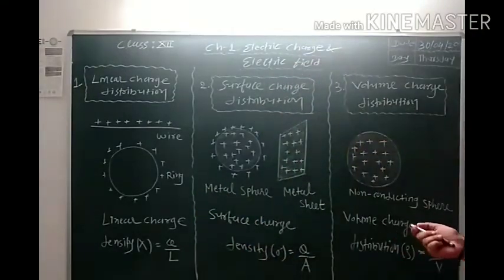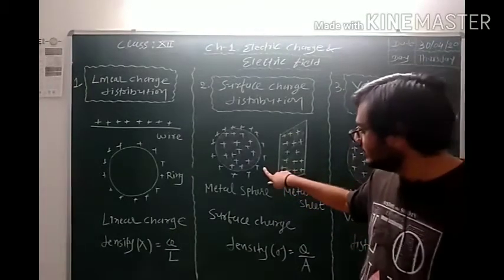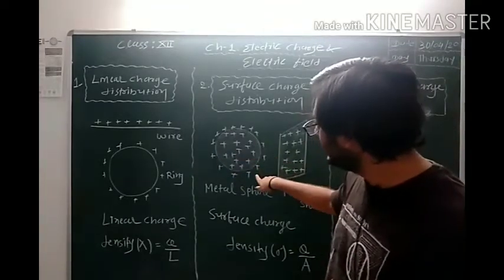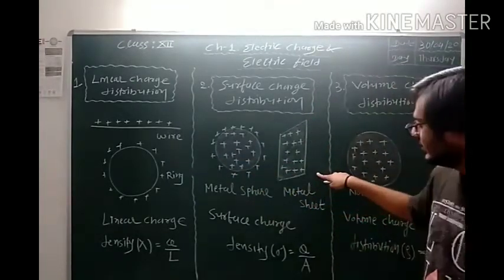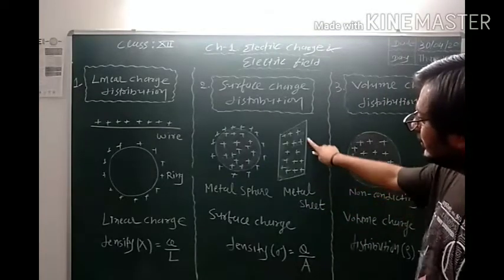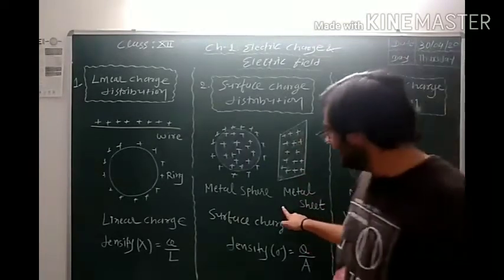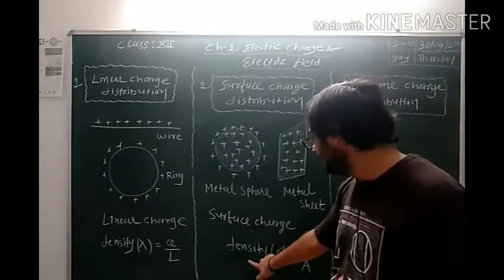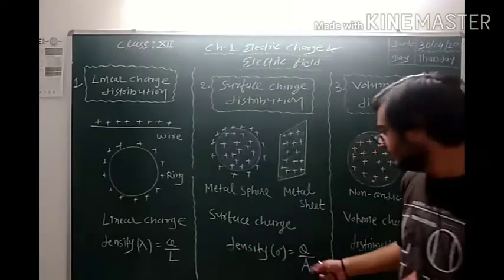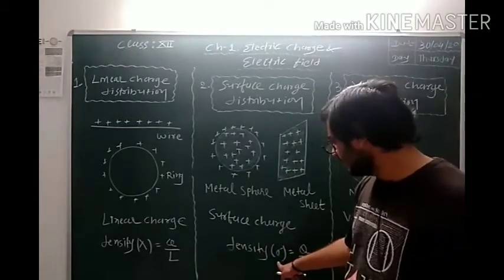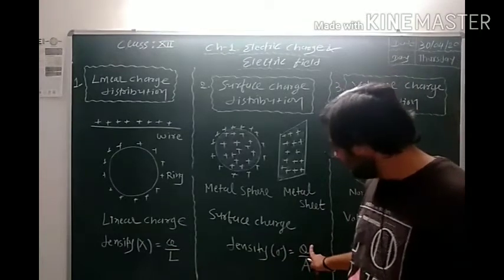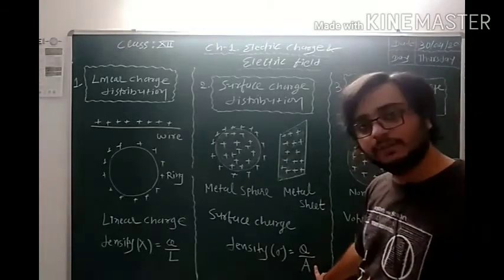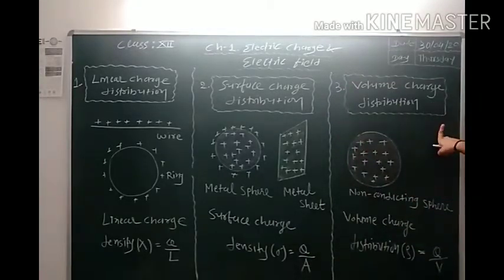And in surface charge distribution we have taken one metal sphere and see how the charge are distributed in this metal sphere, and another we take a metal sheet, then the charge are distributed in this way. So we can introduce another physical quantity that is called surface charge density, how the charge are distributed that matters. So sigma is equal to Q by A, charge distributed per unit area.